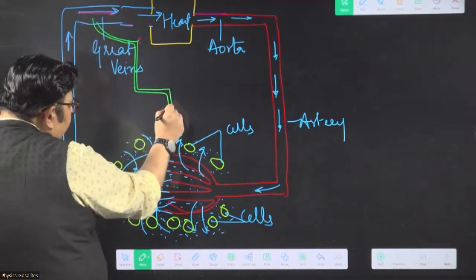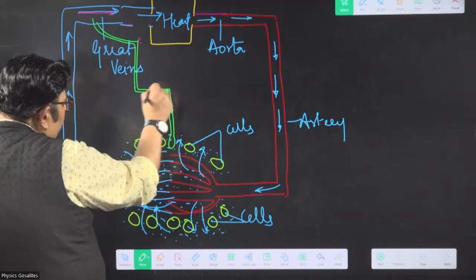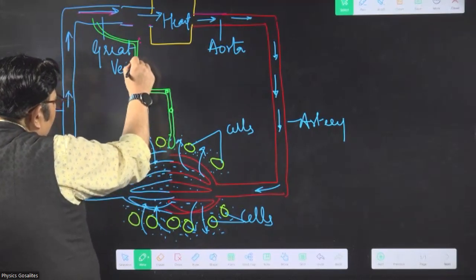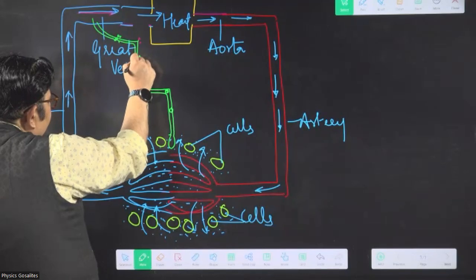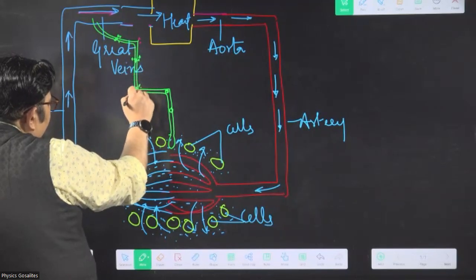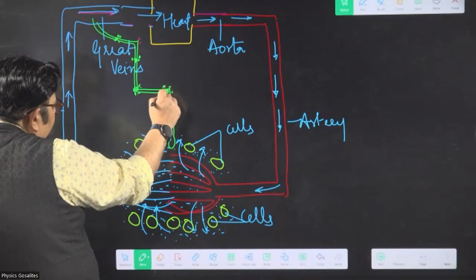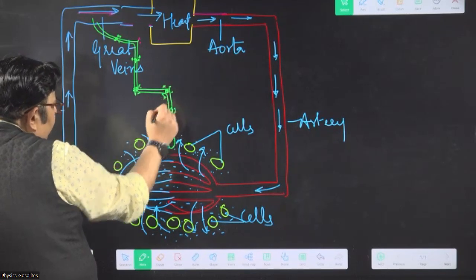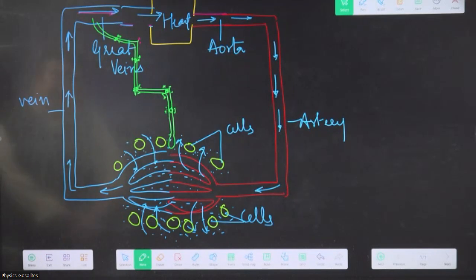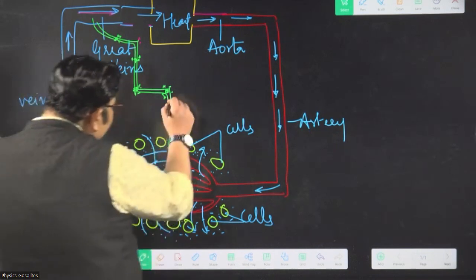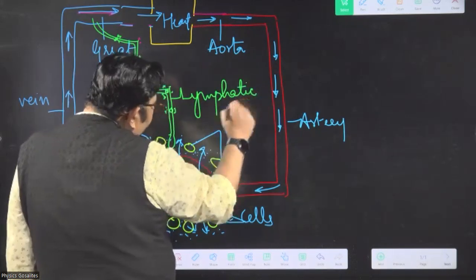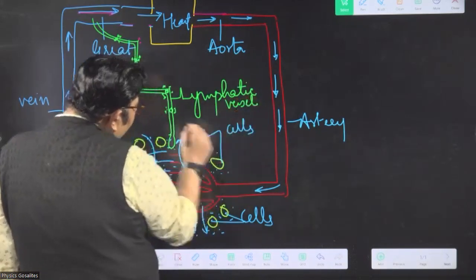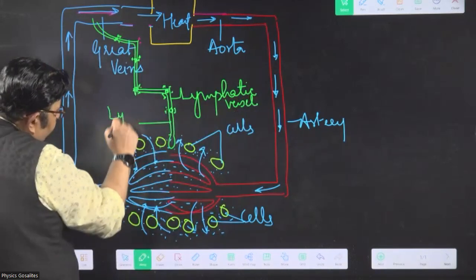While going back, it comes across different groups of lymph nodes in the body. Lymph nodes are the filtering stations present at 8 different places in the body. There are thousands of lymph nodes, but present in 8 groups. So guys, this is called the lymphatic system. This is the lymphatic vessel, and inside, the fluid is called lymph.